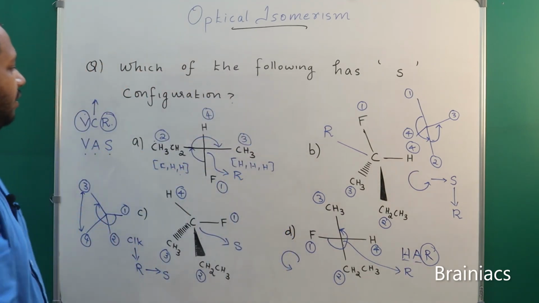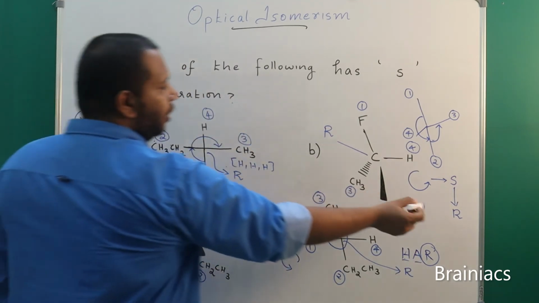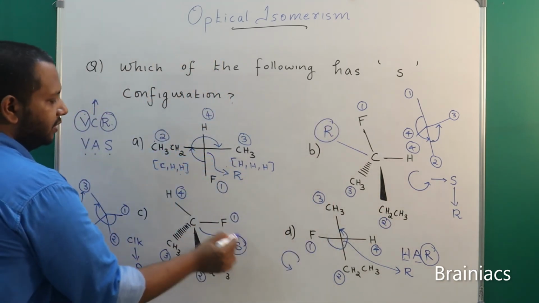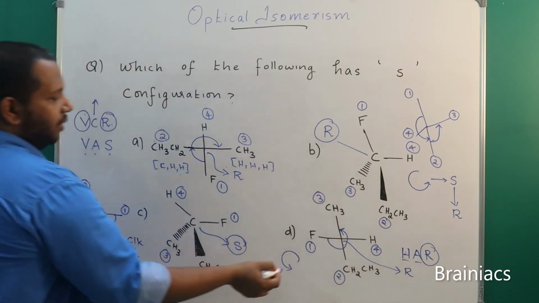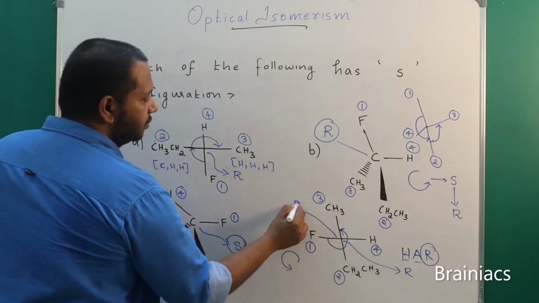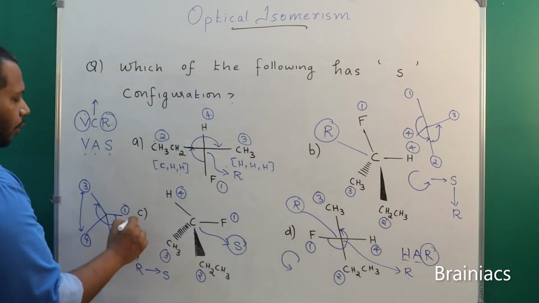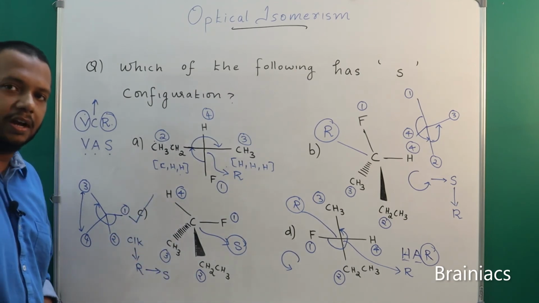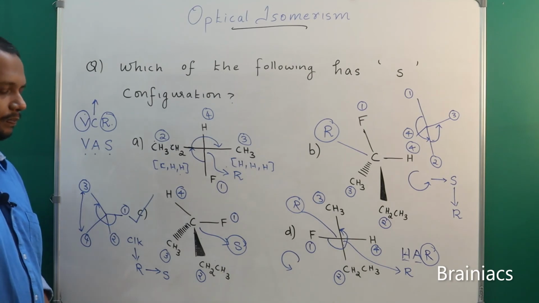So I could understand this is R, this is also R. We have seen this is also R, and this is the only one which is S, and this is R. This is also R. So option C should be the correct answer. I hope it is clear for you. If you have any doubt, feel free to ask. Okay.